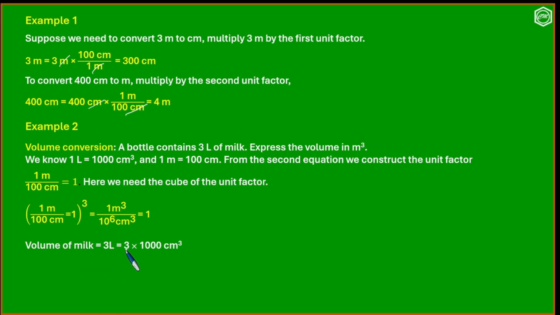Volume of milk is 3 liter. That is 3 into 1000 centimeter cube. So 3 into 1000 centimeter cube into this unit factor, 1 meter cube by 10 raised to 6 centimeter cube. So the centimeter cube and the centimeter cube get cancelled. And therefore the result becomes, this is 10 raised to 6, this is 10 raised to 3. So 10 raised to 3 here, when it goes to the numerator, becomes 10 raised to minus 3. So the final result will be 3 into 10 raised to minus 3 meter cube.